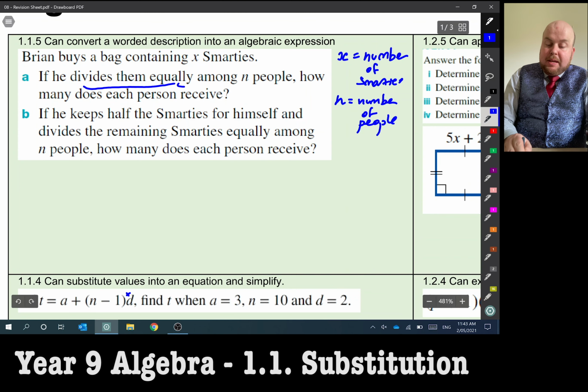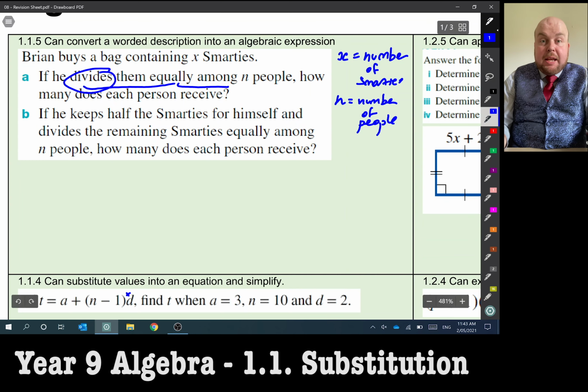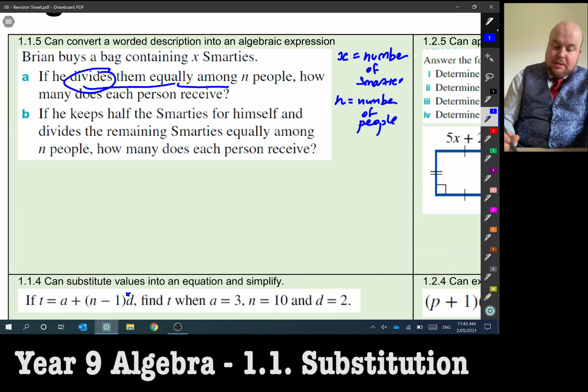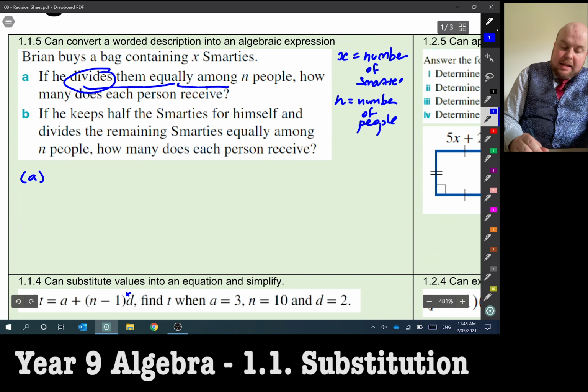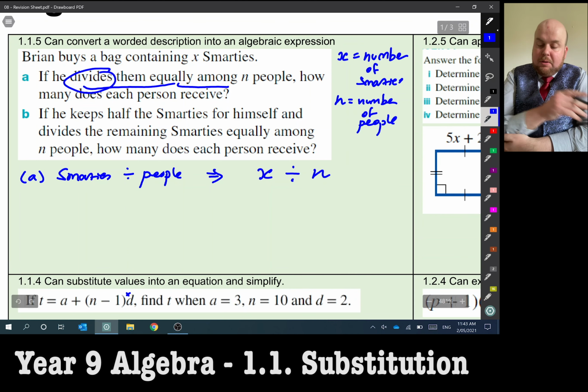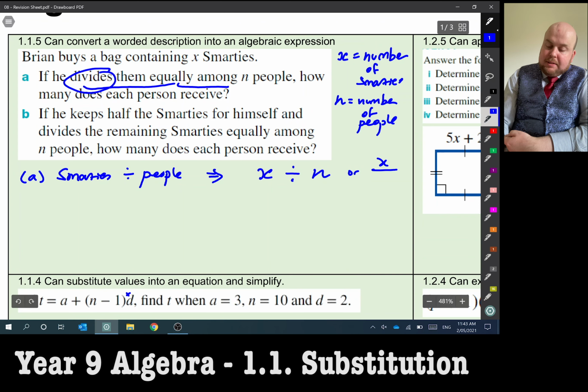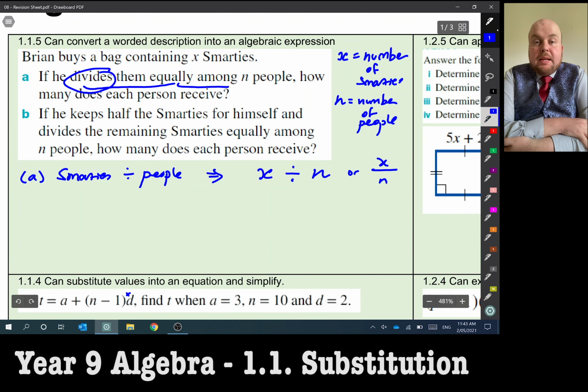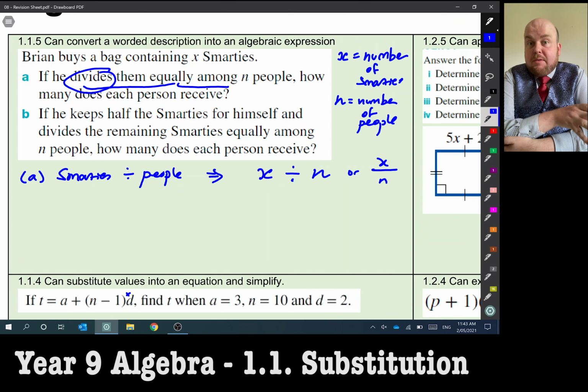If he divides them equally among N people, so divide, somewhere in our expression is going to have a division symbol. So for A, it would be the Smarties divided by the number of people, which would be X divided by N, or X over N. So that's how much each person would get. They would get the total number of Smarties divided by however many people there are.